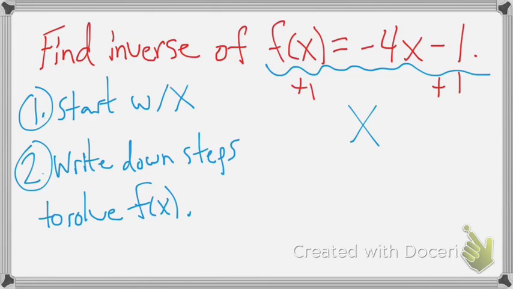So that means for our inverse, the first thing we're going to do to the x is add 1 to it. We're building the inverse up. Now if we did that, the 1's gone over here. So now we have negative 4x. What would we have to do there in order to get x by itself? What's the last step? How do we get rid of this negative 4?